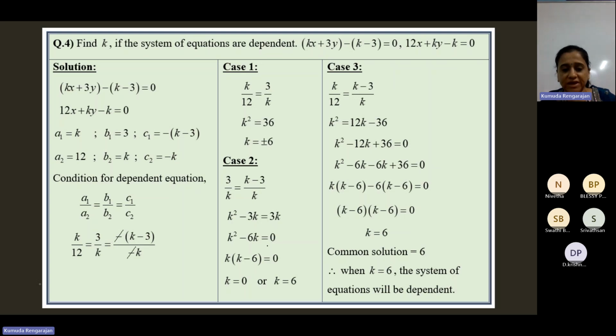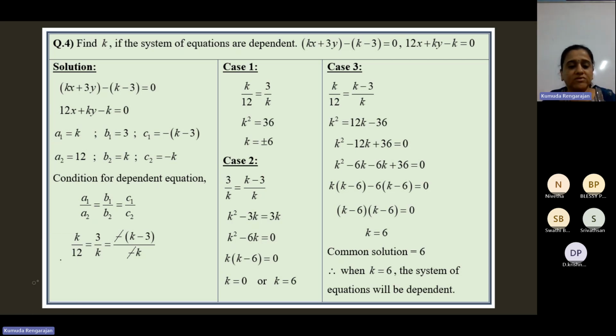I got this equation. K is common. Then in the bracket, K minus 6 is equal to 0. So K is equal to 0 or K minus 6 is equal to 0. That means K is equal to 6. K minus 6 is equal to 0, K is equal to 0. That is one solution. When the product is equal to 0, what do we do?